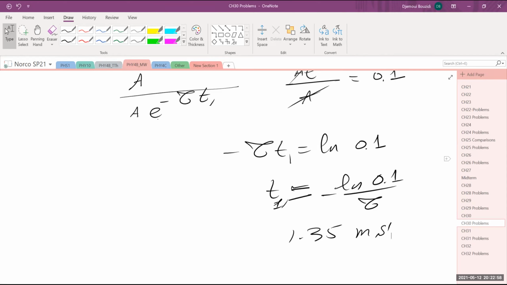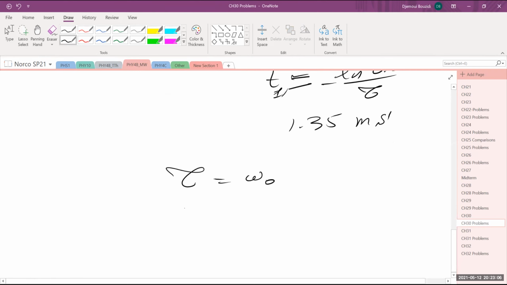What value of R would result in critical damping? We need to change the value of R in such a way that tau is equal to omega naught. Tau, if you remember, is R over 2L, and this must be equal to 1 over square root of LC. Solving for R, it is going to be 2 square root of L over C. That is the value of R that will make it critically damped.